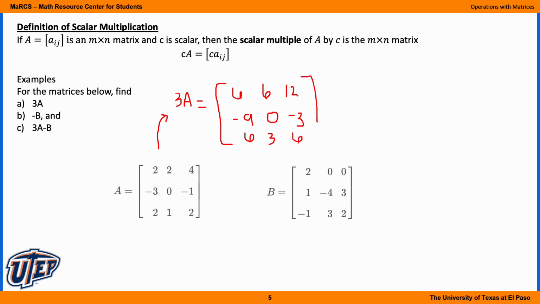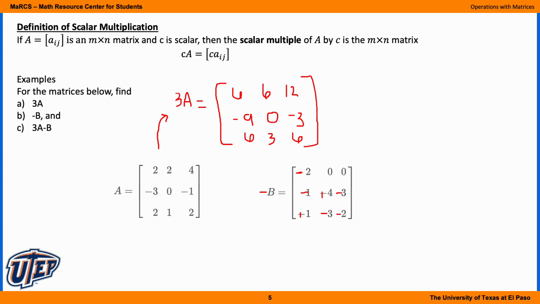Now for example B, we are told to multiply by -1, which is the same thing as just flipping the signs of B. So now -B will be 2 times -1, so -2. Zeros will stay the same. 1 times -1 is -1. -4 times -1 is +4. 3 times -1 is -3. -1 times -1 is +1. And 3 times -1 is -3. And 2 times -1 is -2.